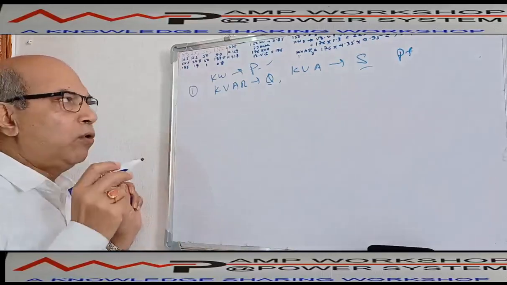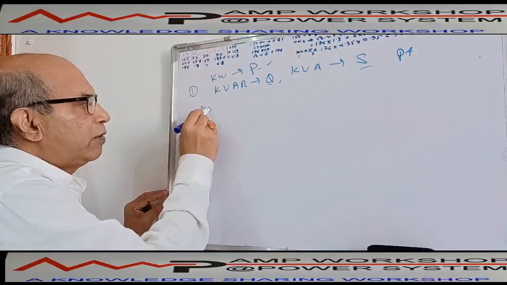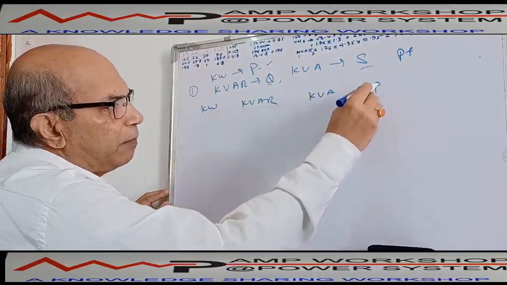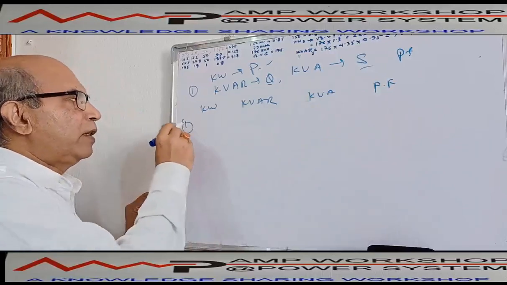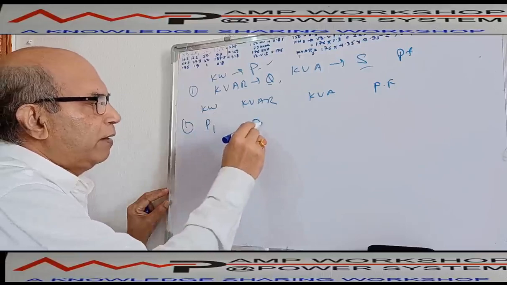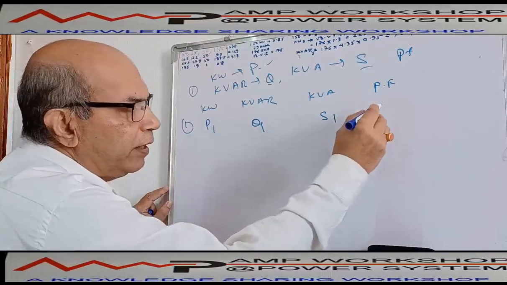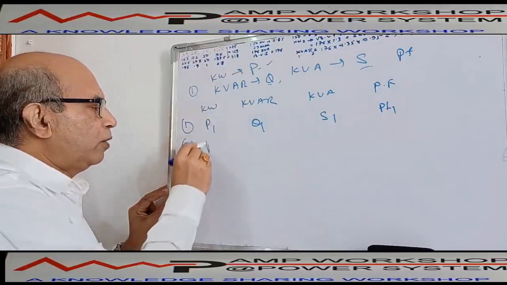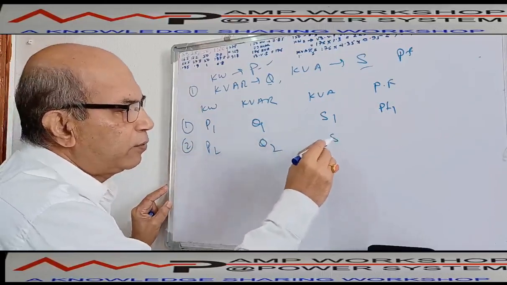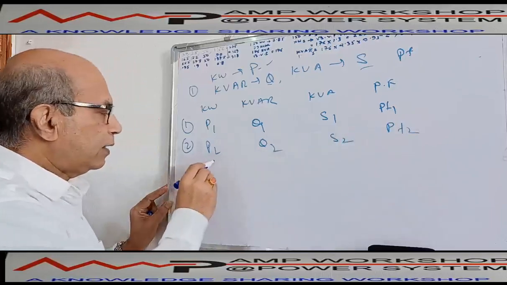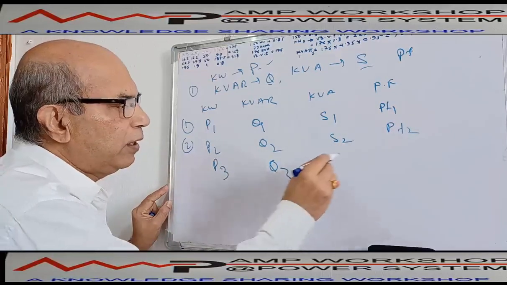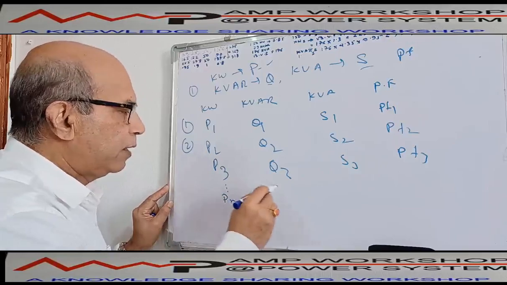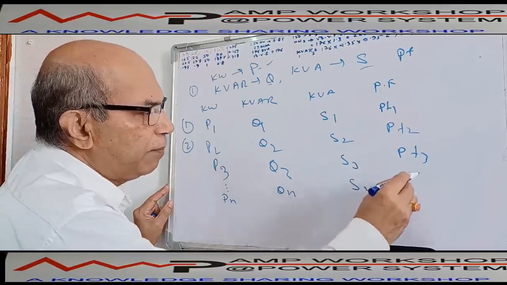Now suppose we have loads. We write down kilowatt, kVAr, kVA, and power factor. Load 1 has P1 kilowatt, Q1 kVAr, kVA is S1, and power factor is PF1. Second, we have another load, P2, Q2, S2, and PF2. There is a third load, with active kilowatt P3, Q3, S3, and PF3. In this way, suppose there are a total of N loads, so it is PN, QN, SN, and PFN.